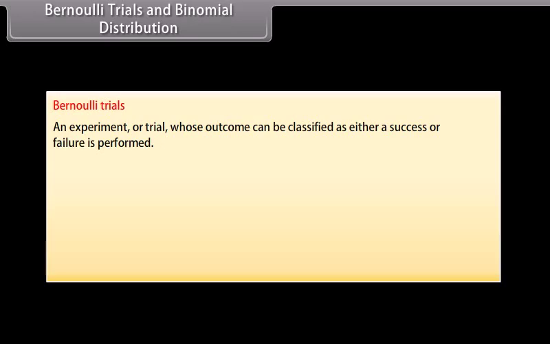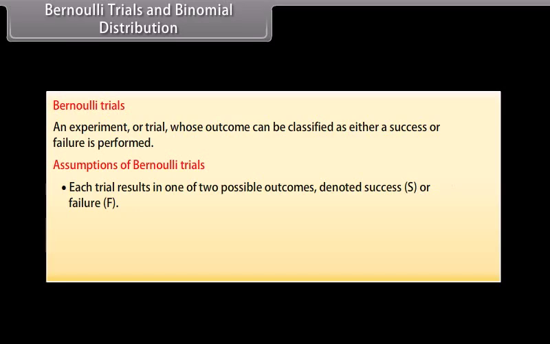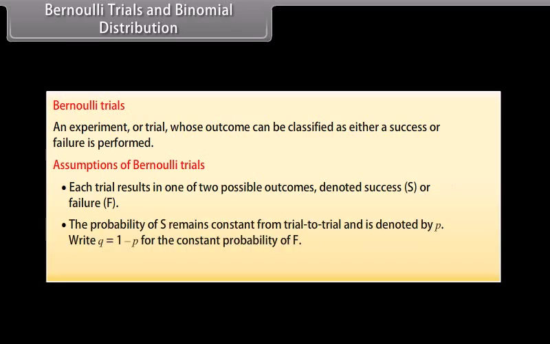Bernoulli trials and binomial distribution. Bernoulli trials. An experiment or trial whose outcome can be classified as either a success or failure is performed. Assumptions of Bernoulli trials. Each trial results in one of two possible outcomes, denoted by success S or failure F. The probability of S remains constant from trial to trial and is denoted by P. Write Q equal to 1 minus P for the constant probability of F. The trials are independent and should be finite in number.